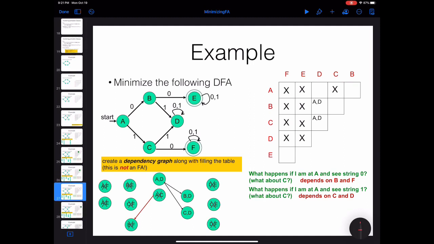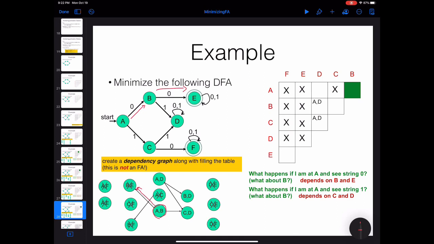The next cell is going to be in the first row, the last column, A and B. The equivalency of A and B is going to depend on the transitions, right? From A with 0, you are going to go to B. From B over 0, you are going to E. So the equivalency of A and B is going to depend on this pair, right?